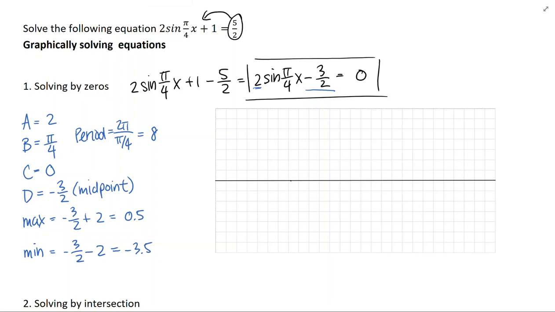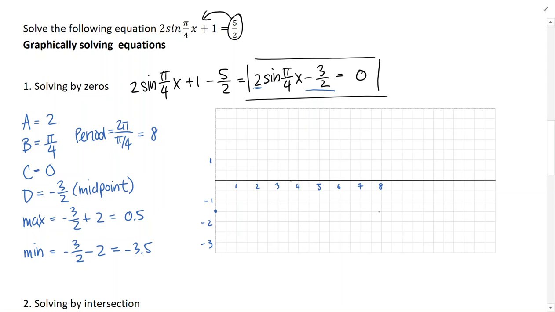So for my range, I'm just going to treat every 2 boxes as 1. So here's 1, negative 1, negative 2, negative 3. And for the domain, I'm also going to treat every 2 boxes as 1, 5, 6, 7, 8. Since my period is 8, I'm just going to go out to there. And our midpoint is at negative 3 over 2. And since this is a sine graph, I know I'm starting at the midpoint. So that's negative 1.5. That's where I'm starting.